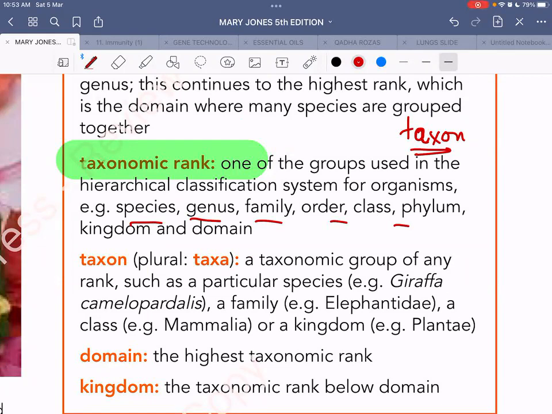A taxonomical group of any rank such as a particular species, example giraffe, a family, example elephantidae, a class or a kingdom is known as a taxon. ठीक है? यानी उस खाली चीज को taxon बोलेंगे और rank उस rank को बोलेंगे. मेरे ख्याल से do you see a difference between these two?